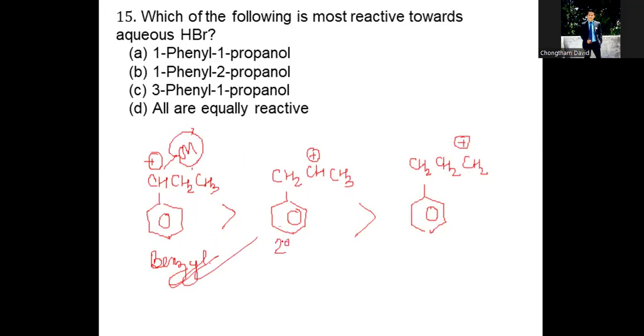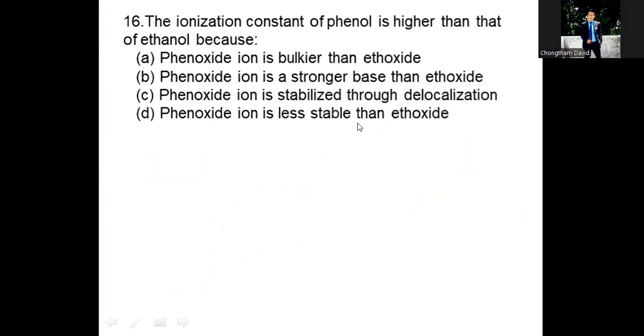And this one is secondary, generated from 2-propyl, and this one is from 3-phenyl-1-propanol. All are equally active will not be the answer. 3 is also ruled out. The answer will be A, which is benzyl carbocation. Clear? Question number 16. Let us see.